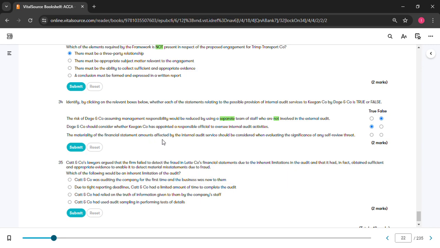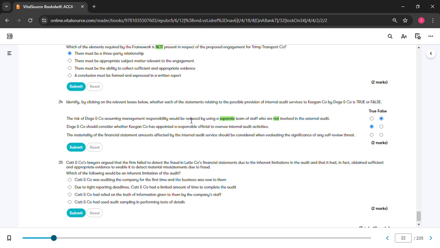The materiality of financial statement amounts affected by internal audit services should be considered in assessing the significance of any self-review threat. Anything related to cash, is it self-interest? Materiality is there, but here is it self-interest or self-review? They are talking about financial statement amounts affected by internal audit service.